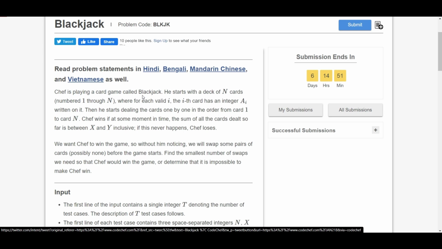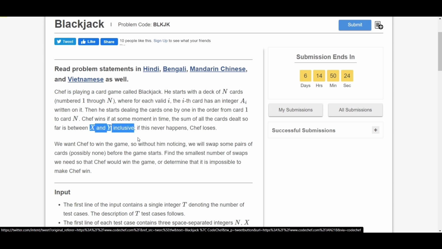Chef is playing a card game called blackjack. He starts with a deck of n cards, numbered from 1 to n, and each card i has an integer ai written on it. He starts dealing the cards one by one in the order 1 to n. The main condition given here is that the chef wins if at some moment in time the sum of all cards dealt so far is between x and y inclusive.